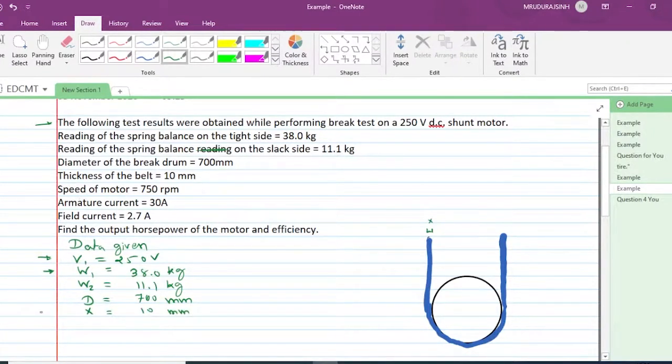Speed of the motor, N, is 750 rpm. Then armature current, IA, is 30 ampere. Field current, IF, is 2.7 ampere. And now we need to find the data.